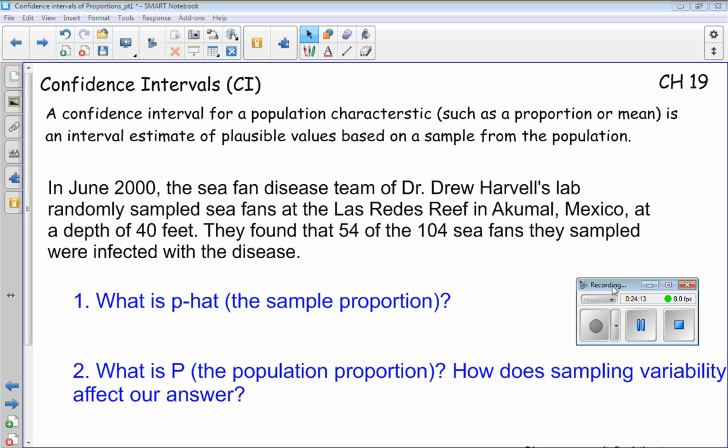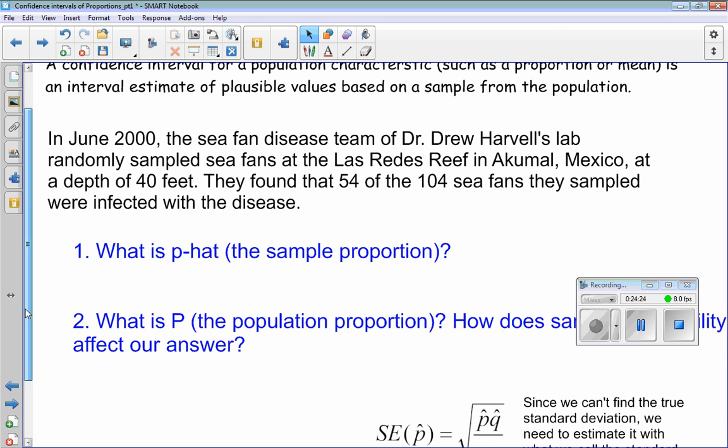Do you recognize that? I don't see percents this time, but what do I see? 54 out of 104. So I do see a proportion, okay? And that actually is the sample proportion. So 54 out of 104, and we can leave it right as a fraction because if you try to change it to a percent, you would have to round. So let's just leave it just like that. Okay, so that's going to be your p hat.